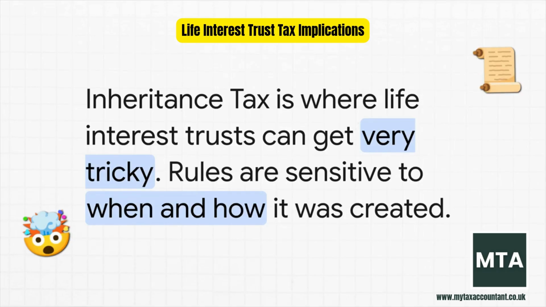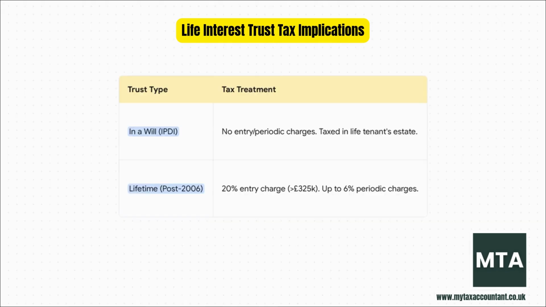And that brings us to the big one, inheritance tax, or IHT. This is without a doubt the trickiest area. The rules here are incredibly sensitive to when the trust was created and how it was set up. And believe me, getting this part wrong can be a very expensive mistake. Just look at the difference here.